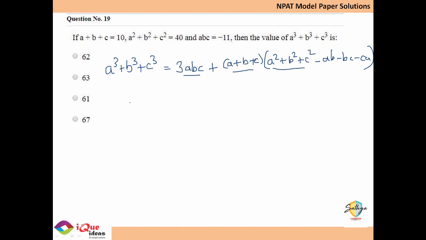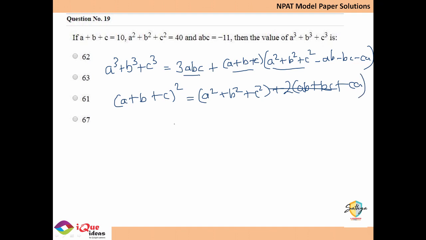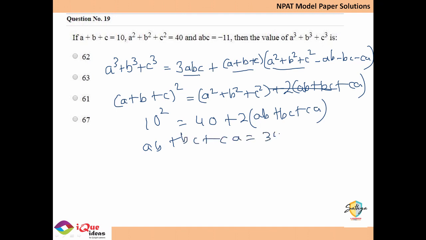Now we can find out the value of ab plus bc plus ca by using the funda that a plus b plus c the whole square is nothing but a square plus b square plus c square plus 2 times ab plus bc plus ca. So 10 square is equal to 40 plus 2 times ab plus bc plus ca. So you get the value of ab plus bc plus ca is 30.